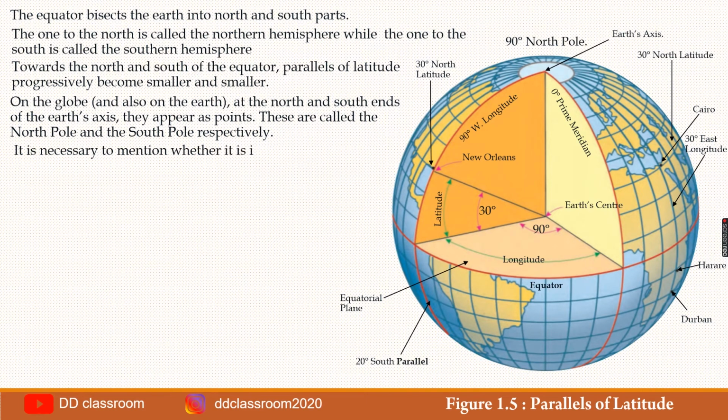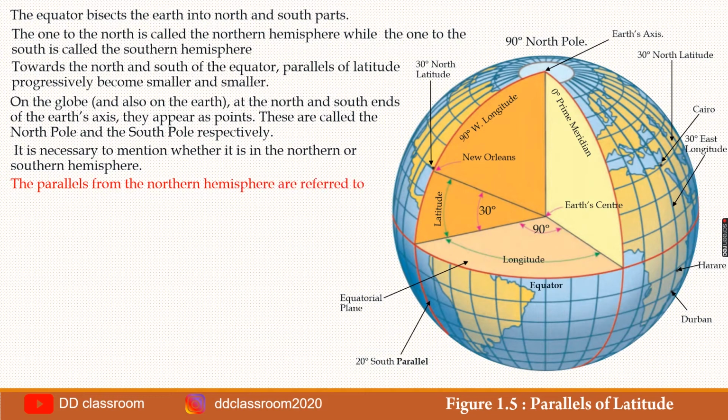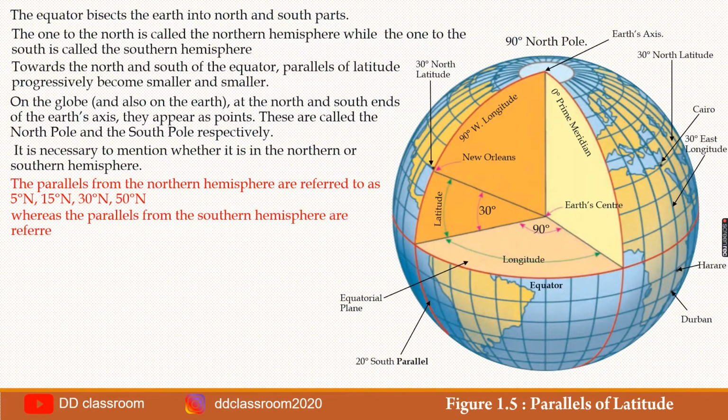It is necessary to mention whether it is in the northern or southern hemisphere. The parallels from the northern hemisphere are referred to as 5° north, 15° north, 30° north, 50° north. Whereas the parallels from the southern hemisphere are referred to as 5° south, 15° south, 30° south, 50° south.